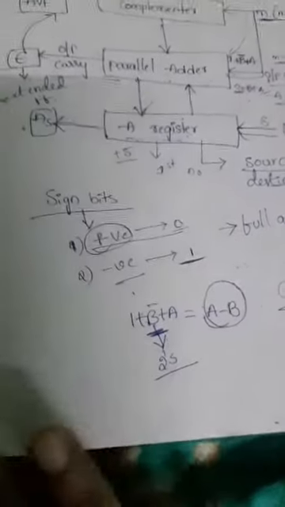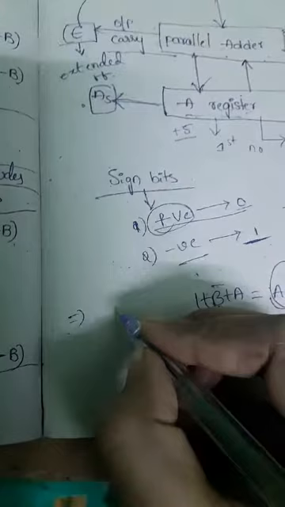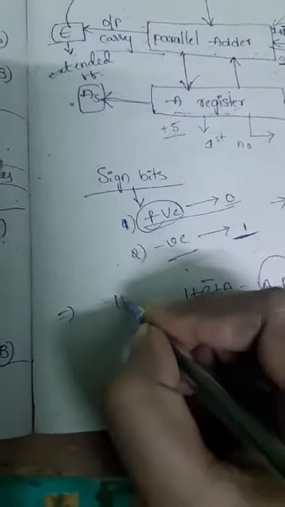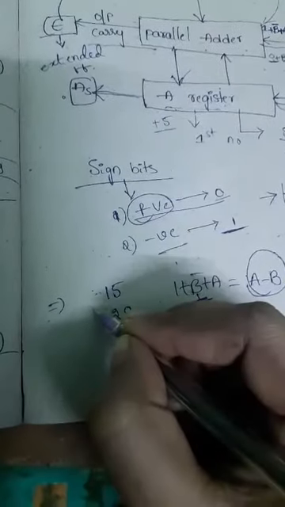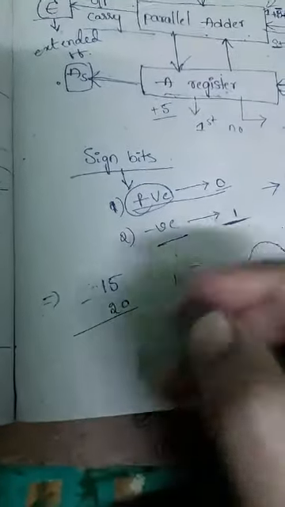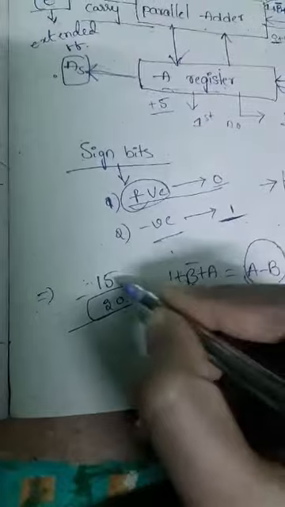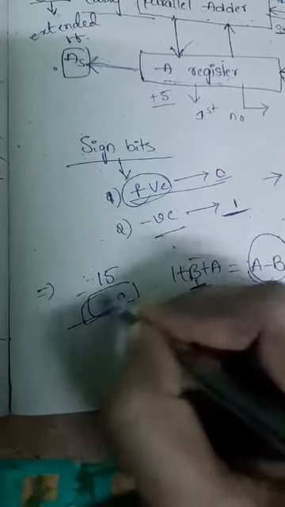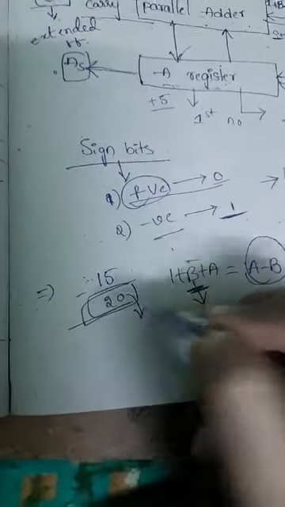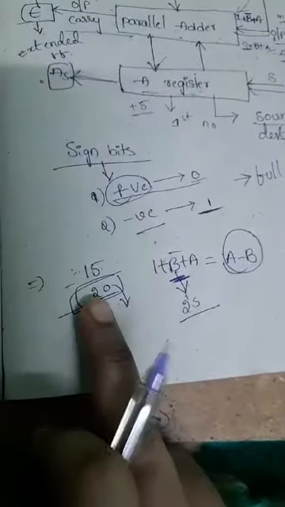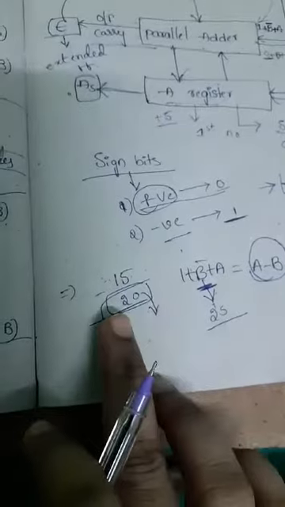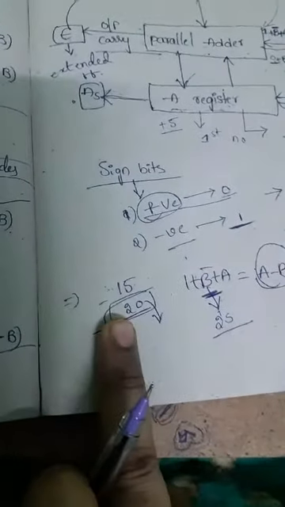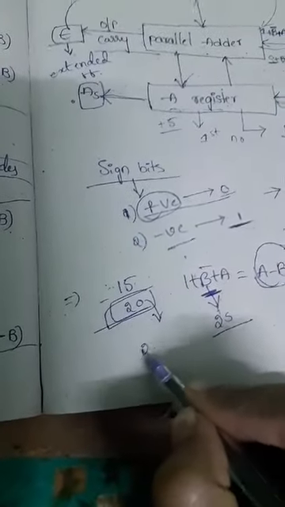Okay, that is a subtraction method. So I will go with one example here. If you have chosen the numbers, maybe 15 and 20, then in 15 minus 20, the second number, that means the subtrahend number, which is 20, will first be converted to its 2's complement.